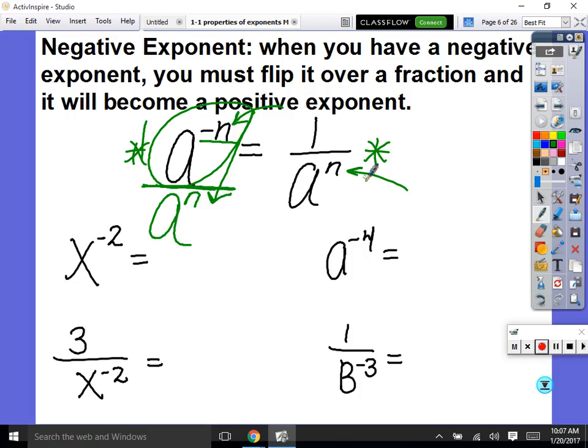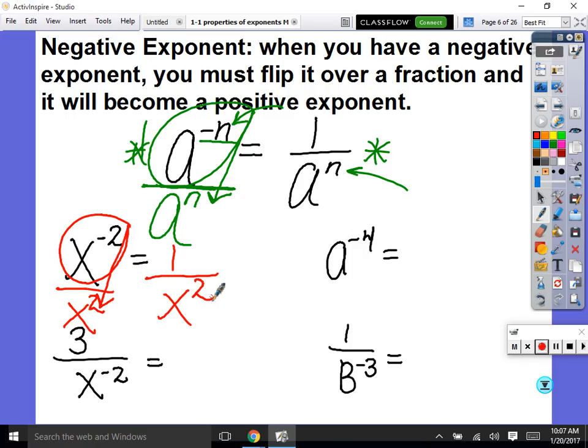We have base x raised to the negative 2 power. This is not an acceptable thing. We can't have negative exponents in our final answer. So we're going to take our base and flip it down over a fraction. That puts x on the bottom, and now it's going to be positive 2. What's left on top? 1. So we'd write 1 over x to the positive 2.